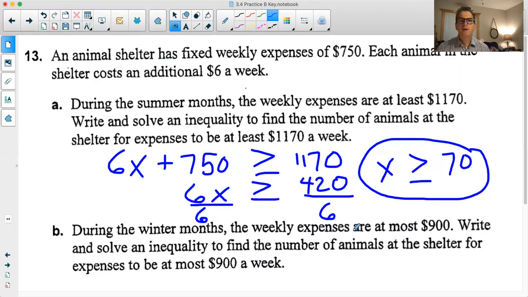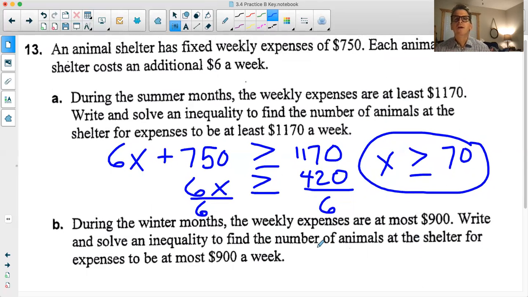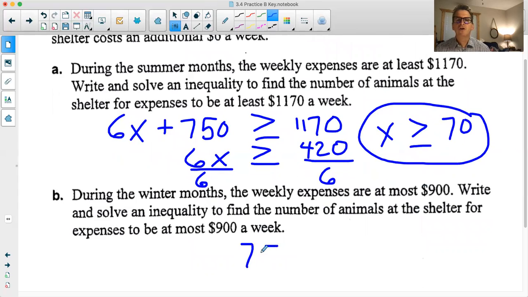Letter B, during the winter months, though, the weekly expenses are at most $900. Write and solve an inequality to find the number of animals in the shelter for expenses to be at most $900. Okay, so it says here the fixed expenses are $750, so that doesn't change. It has to be at most $900, so it could be less than or equal to $900. During the winter months, the 6 times x stays the same. We're going to add the 750.